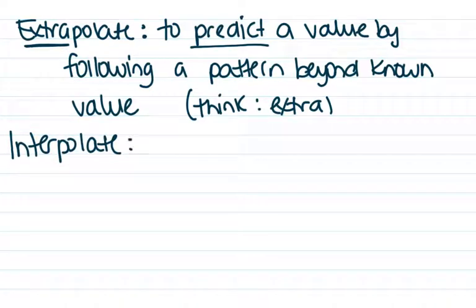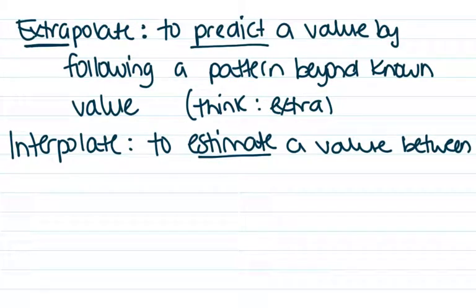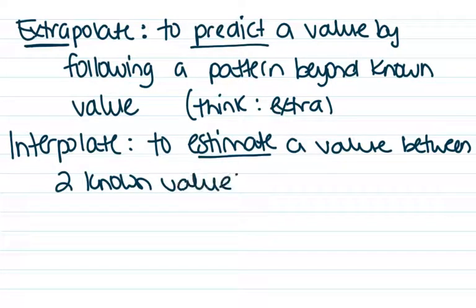The next term is interpolate. Interpolate means to estimate a value between two known values. So whereas extrapolating was going beyond what you know, interpolate means you estimate between some things that you already know. A good way to remember this one would be to think in between.